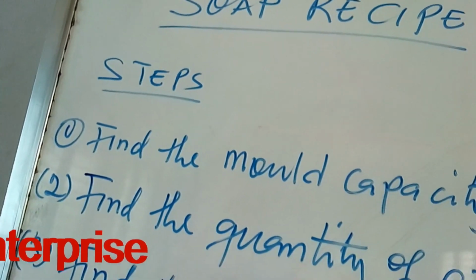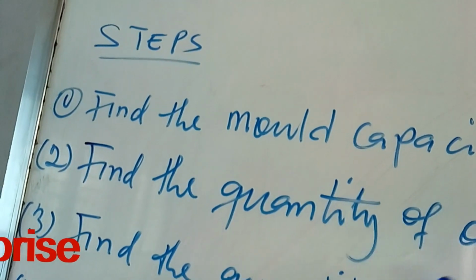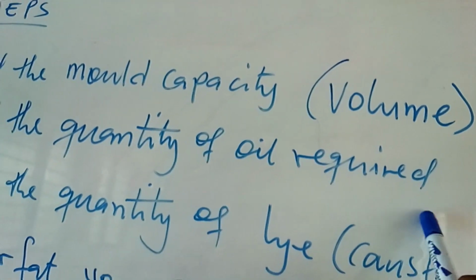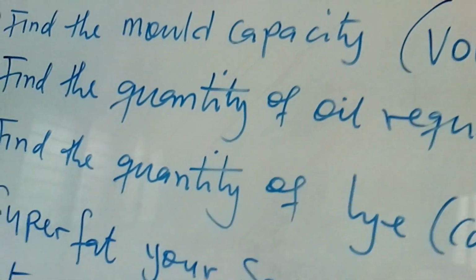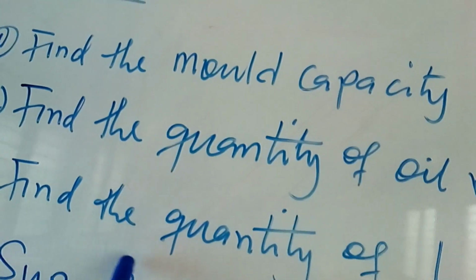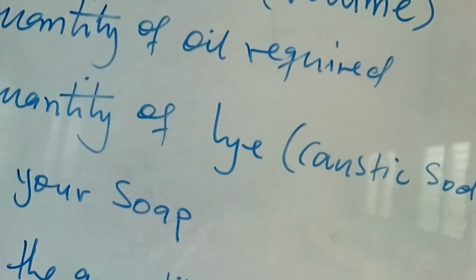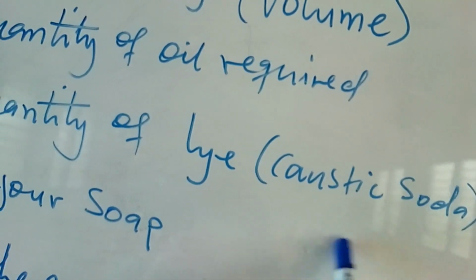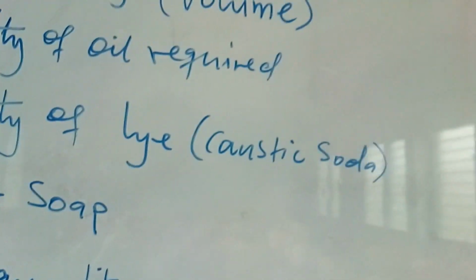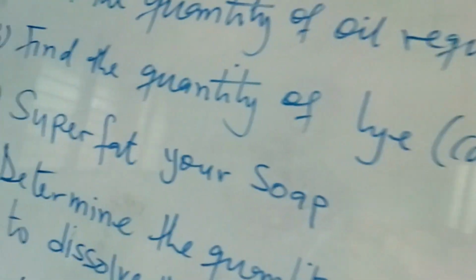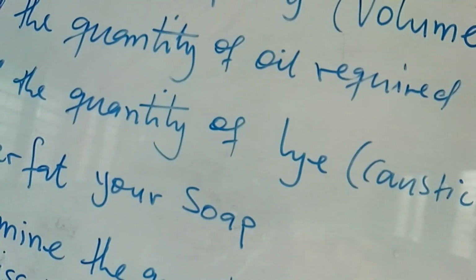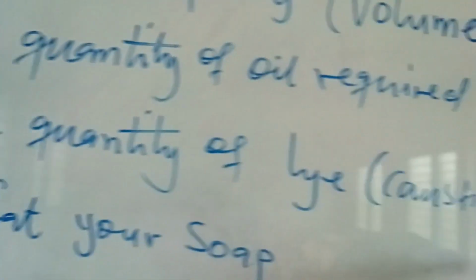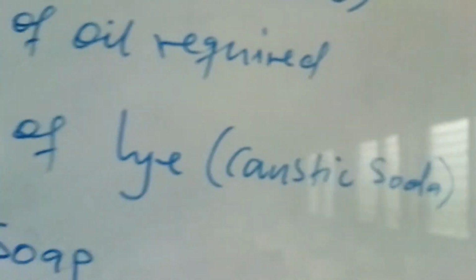Then step two, you have to find the quantity of oil required. Step three, you also have to find the quantity of lye. In this case, the lye that we'll be using is caustic soda for this exercise. We have two types of lye: caustic soda and caustic potash. But we'll be using the caustic soda for this exercise.